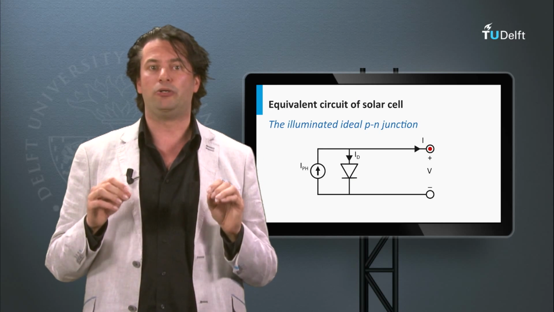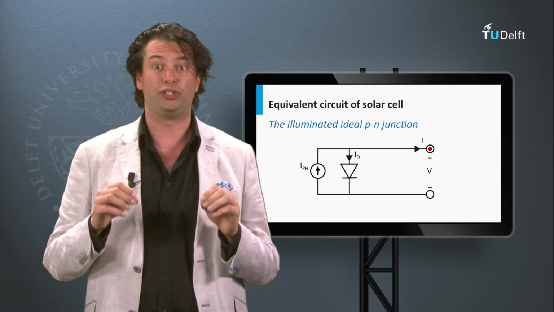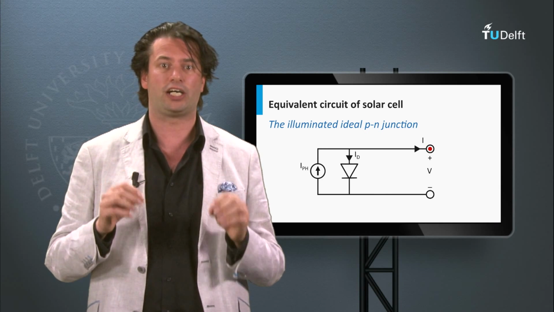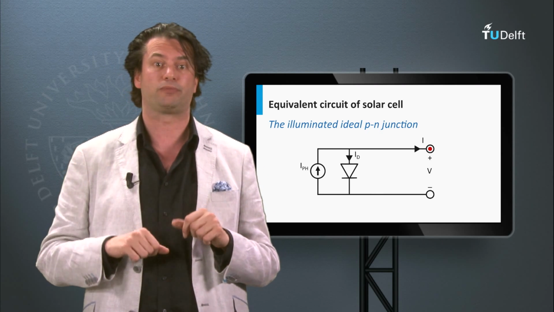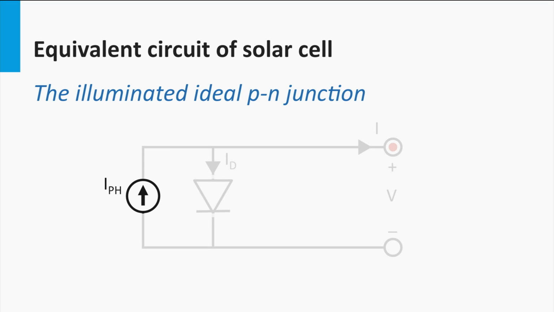Now we will illuminate the PN junction using light. It means that we are going to generate a large current dominated by the drift of the minority charge carriers, which is opposite to the forward direction of the PN diode. This is represented in the equivalent circuit by a current source which is connected in parallel with the diode. The electrical symbol of a current source is a circle with an arrow. The arrow points in the direction of the positive current.